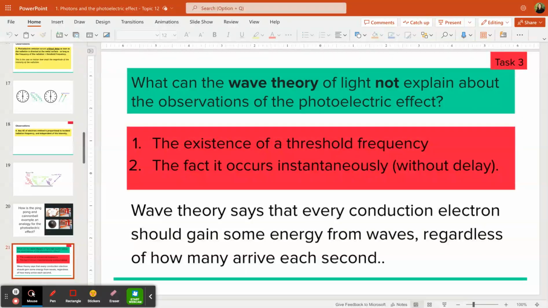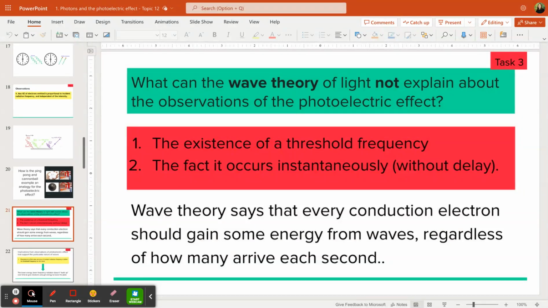Now, the wave theory of light says that over time, light is transferring energy to the electrons. And it would suggest that over time, every single electron in the metal should be gaining some energy from the waves, regardless of how many waves arrive per second. Okay, and it basically says, well, hang on, if the light is a wave, eventually the electron will build up enough energy from those waves that it can escape the surface. So why is it that that doesn't happen sometimes?